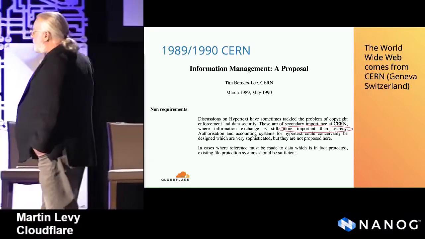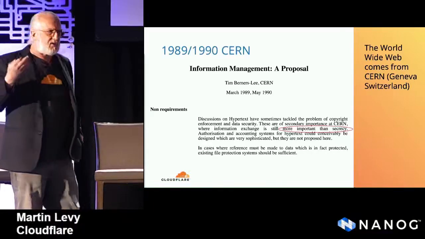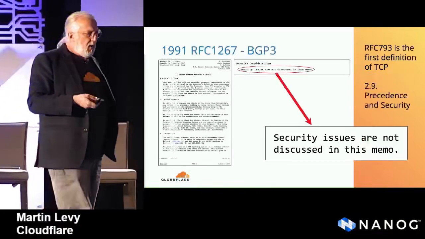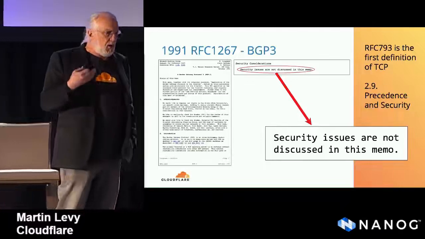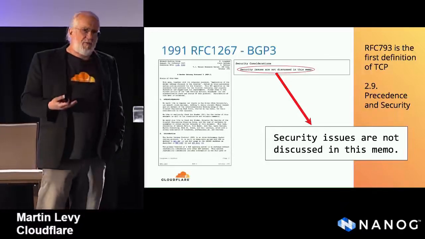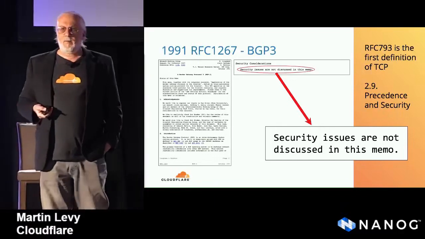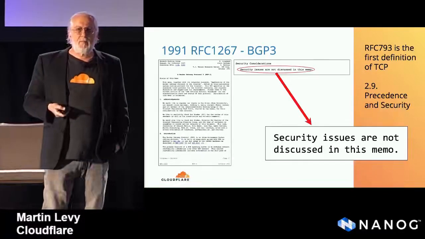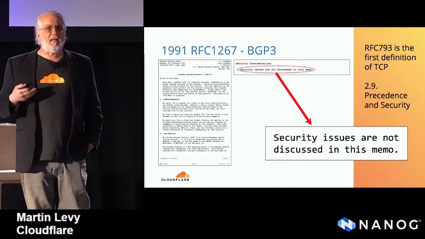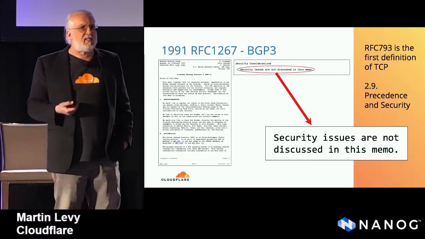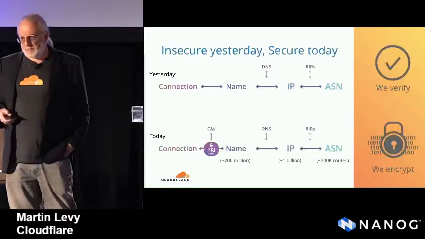So secrecy is a different metric than security, but it continues. In BGP3, security issues are not discussed in this memo. There seems to be a pattern, and that pattern, unfortunately, is the basis of a lot of what we do today when we talk about route security.